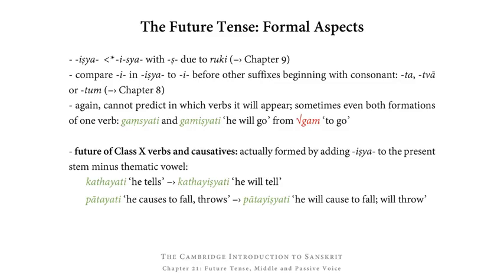Similarly, from patati, he falls, we get the causative patayati, he causes something to fall, he throws something. From that we get the present stem pataya. From that we then take off the final a, leaving us with patay. To that we add ishya, giving us, for example, patayishyati, he will cause to fall, he will throw.